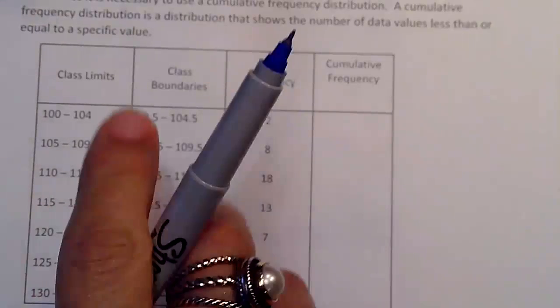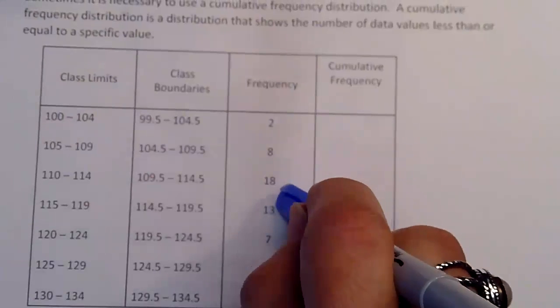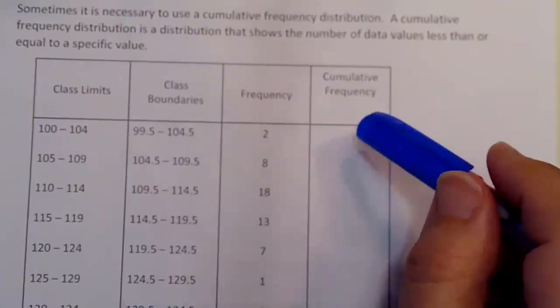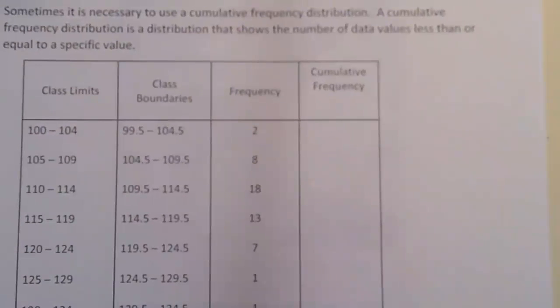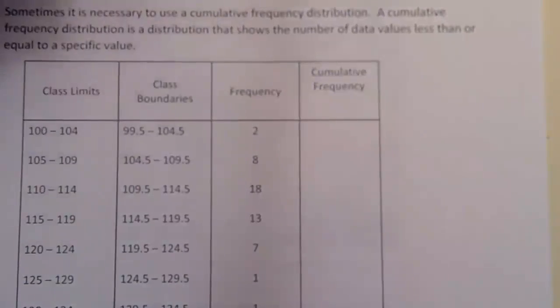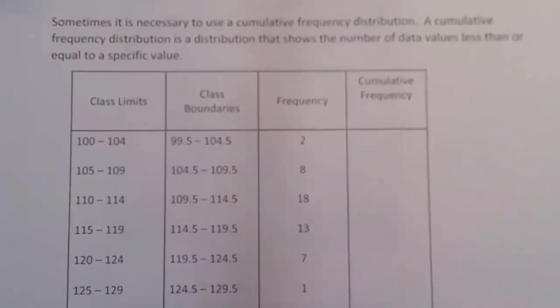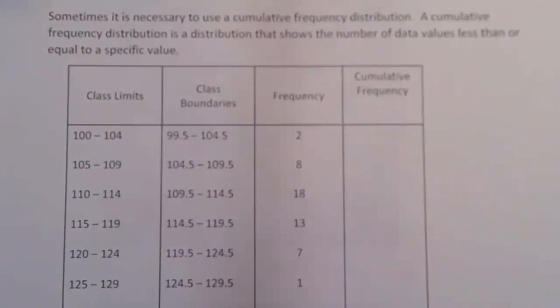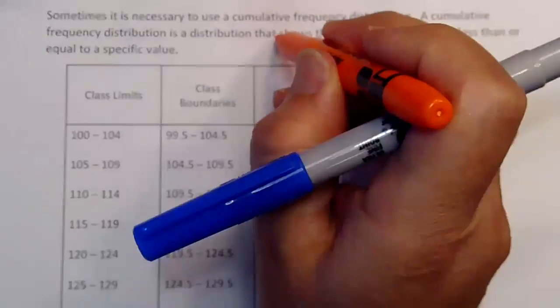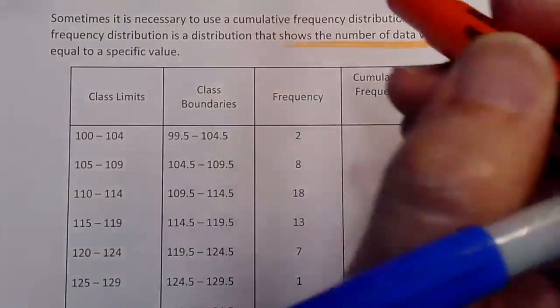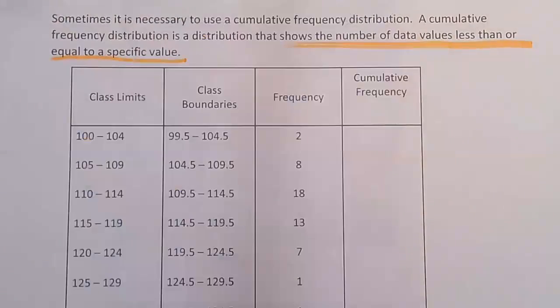So I have my class limits, my class boundaries, my frequencies. And now you're going to have this on your homework too. They're going to ask you about a cumulative frequency distribution, okay? Cumulative frequency distribution. So it says sometimes it's necessary to use a cumulative frequency distribution. A cumulative frequency distribution is a distribution that shows, let me highlight that, the number of data values less than or equal to a specific value.